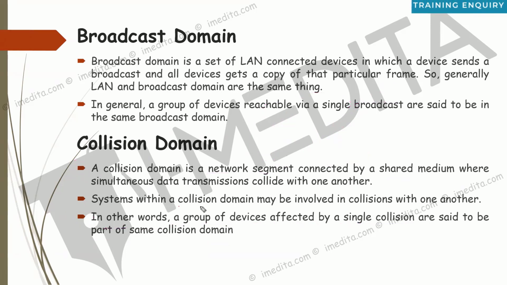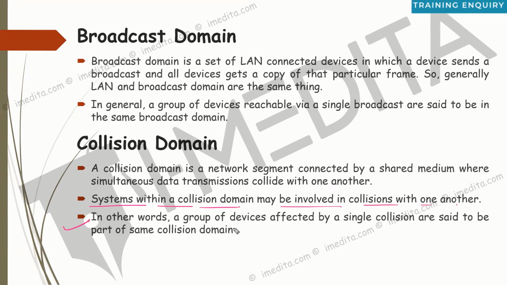Whatever devices are part of the same collision domain may be involved in a collision with one another. So a collision domain is a network segment connected by a shared medium, such as, for example, a hub, where simultaneous data transmissions collide with one another. Systems within the collision domain may be involved in a collision with one another.